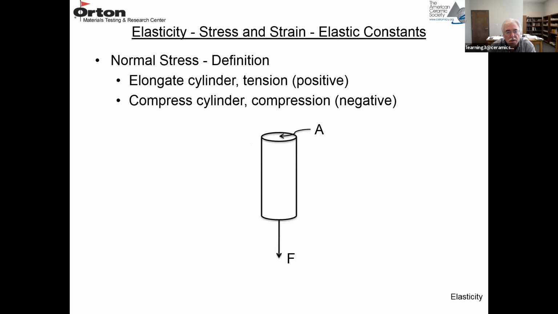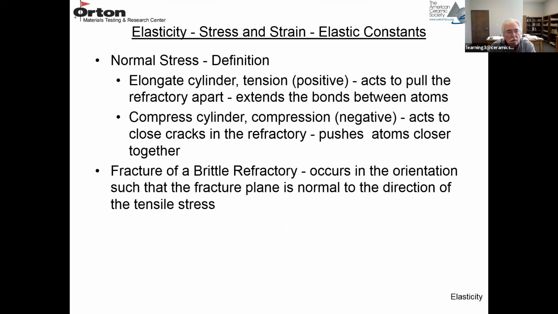A simple diagram that shows the stress state: you have a cylinder with cross-sectional area A, and you apply a force F. If you elongate the cylinder and put it in tension, it's a positive stress. If you compress the cylinder and put it in compression, it's a negative stress. Elongating the cylinder in tension is positive, and what you're doing is pulling the refractory apart by extending the bonds between the atoms. If you compress the cylinder, a negative stress, you're closing cracks in the refractory and pushing atoms closer together.